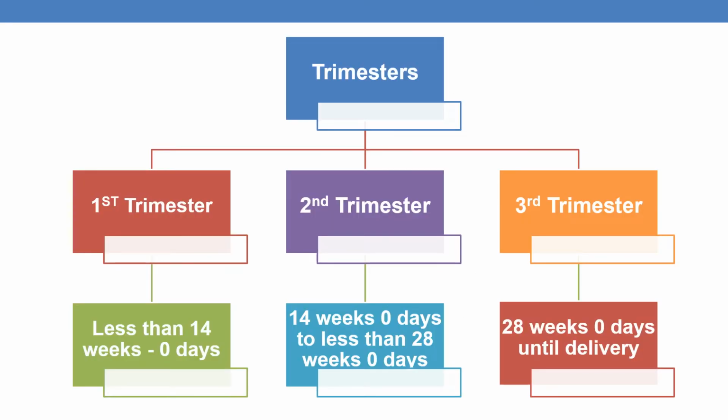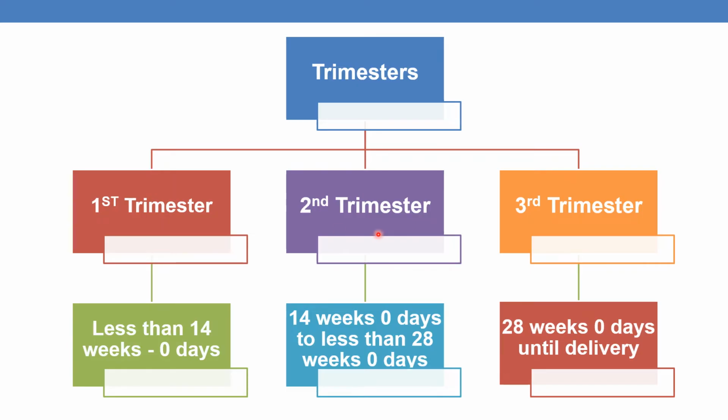Now coming to the time frame of trimesters. Pregnancy is categorized into first trimester, second trimester and third trimester. The first trimester ranges from less than 14 weeks 0 days. That is, less than 14 weeks means the patient comes under first trimester.